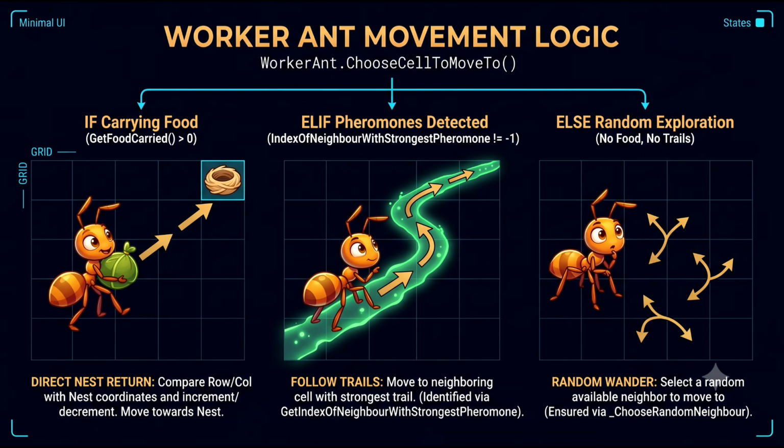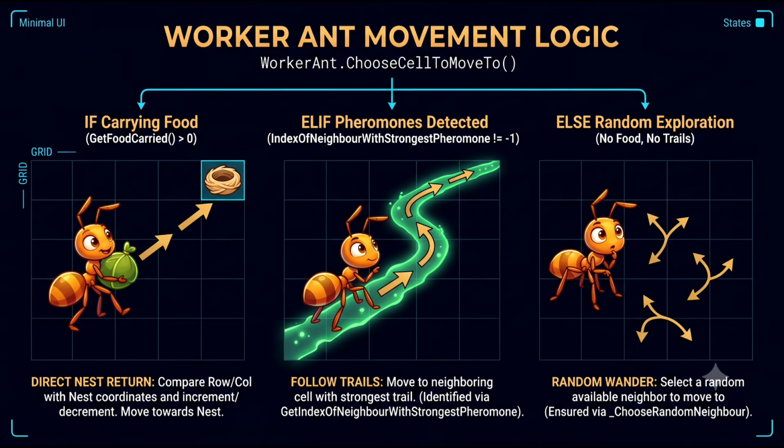Now the movement logic for the worker ant. This is where the magic happens. The 3 cases are checked in order. Case 1, the ant is carrying food. It just heads home directly. It compares its current row to nest row. If it's above the nest, the row decrements. If below, then the row increments. Same for the column.